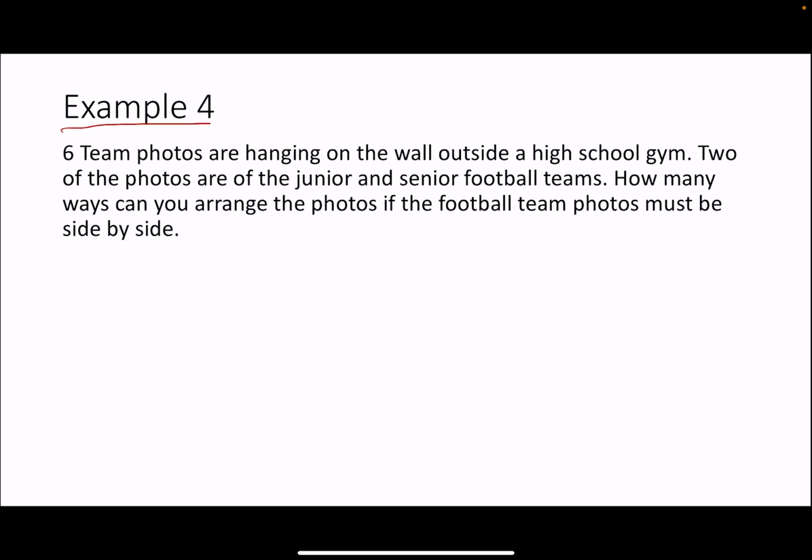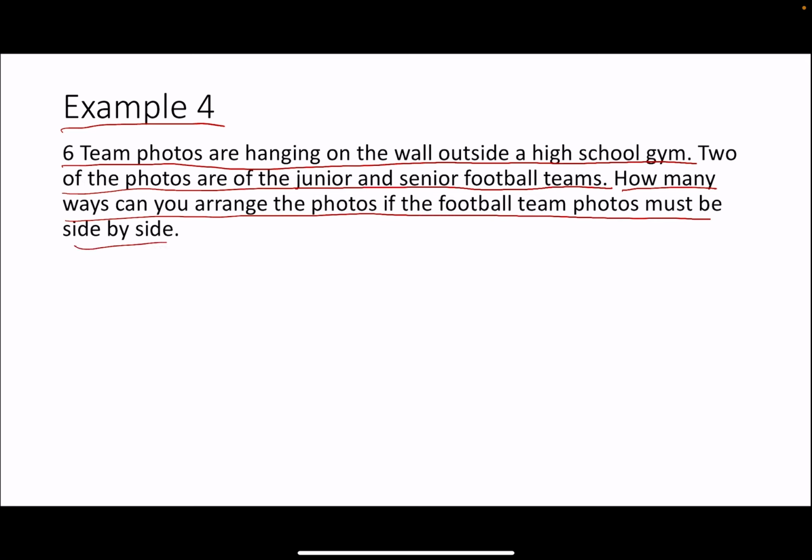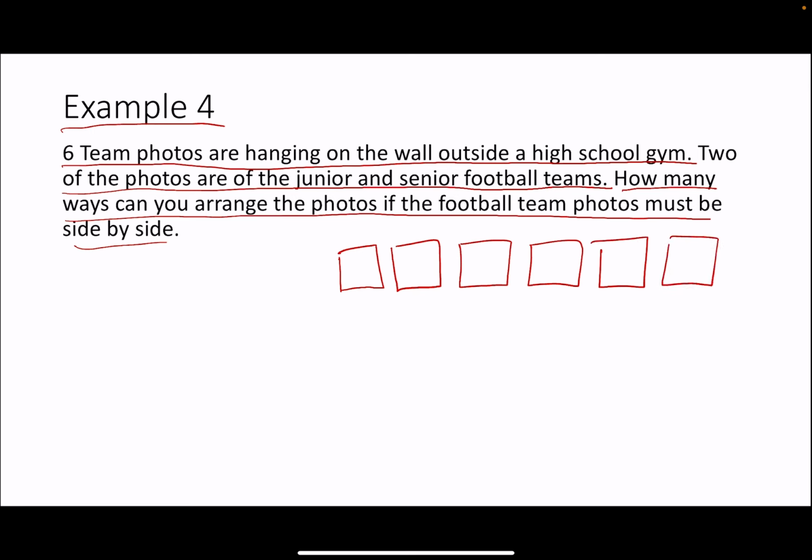So example 4: 6 team photos are hanging outside the wall of the school gym. 2 are photos of the junior and senior football teams. How many ways can you arrange the photos if the football team photos must be side by side? Okay, so now we're arranging all of them, except we have 6 team photos. 1, 2, 3, 4, 5, 6. Except senior and junior, this is not acceptable. Senior football and junior football, they have to be side by side.